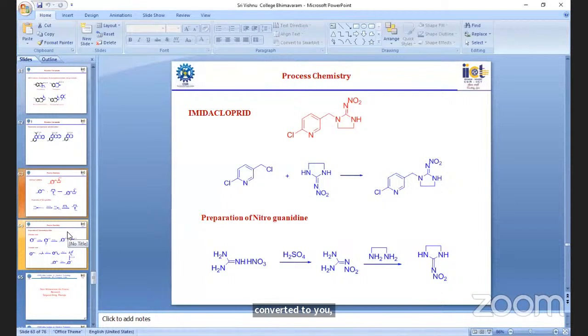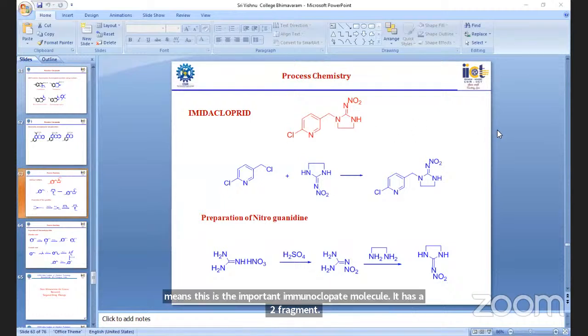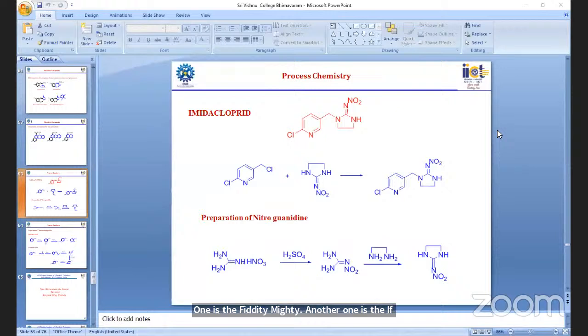For example, you want to transfer the process chemistry of any molecule, how can you do it? This is the important imidacloprid molecule, a pyridine molecule. It has 2 fragments. One is the pyridine moiety, and another one is the imidazole moiety. If you combine these 2, you will get the molecule.